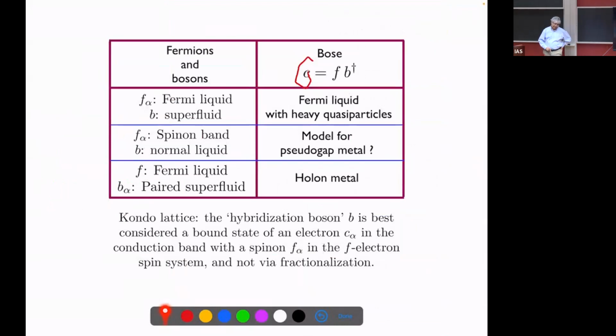But what I want to say is it's not really a parton. The best way to think about it is that the spins have a spinon. So there's fractionalization of the spins, but the conduction electrons don't fractionalize. And this hybridization boson is really a bound state. It's not the splitting of anything, it's the bound state of a spinon of the spin band, or the F electron band, and the electron in the conduction band. Okay, and again, this is something I probably will say something about in the latter part of the course.